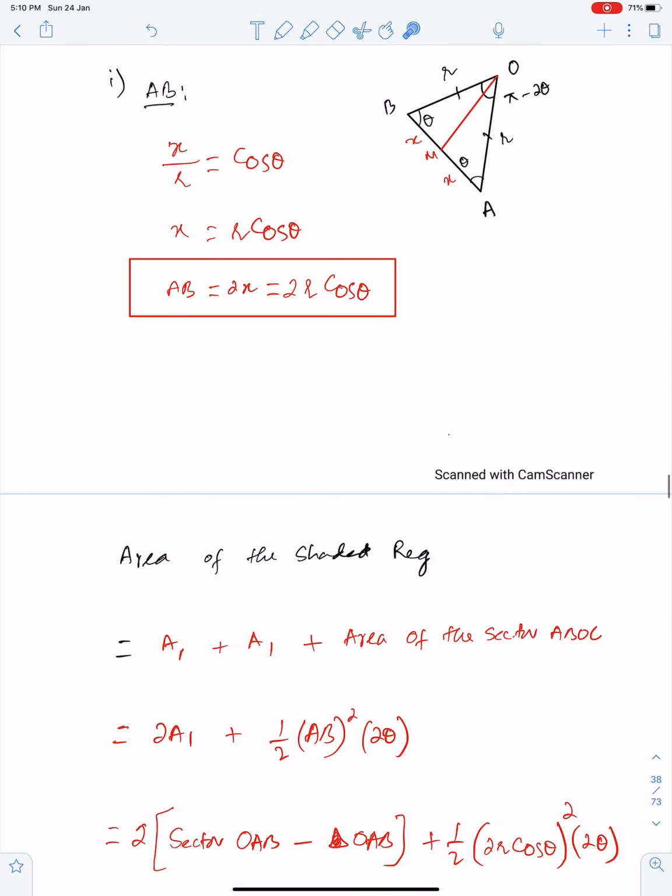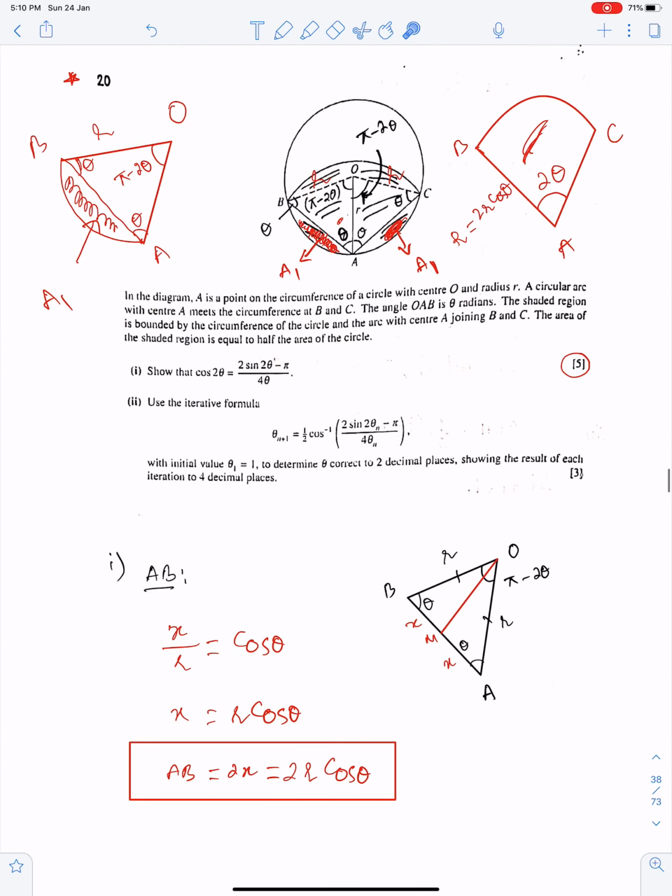If you want to take this screenshot, you can. I'm not solving part 2 because part 2 is very simple. We have the initial value, theta 1 is 1. You can easily do the part 2 of this question.